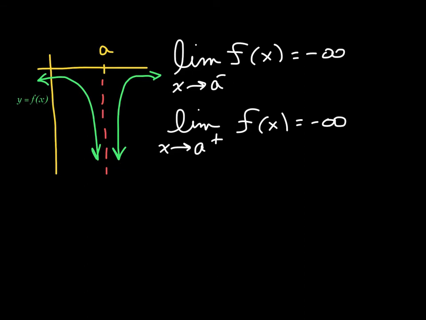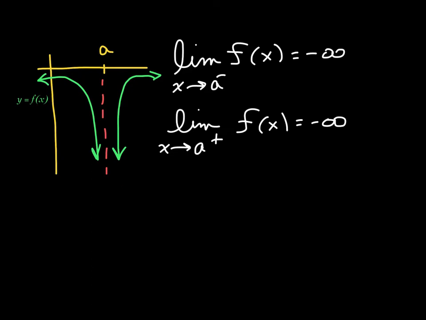Remember that negative infinity, like infinity, is not a real number. We're just using this symbol so that we can express how these one-sided limits do not exist, right? The left-hand limit does not exist because the function values do not approach a real number. Same thing is true for the right. The right-hand limit does not exist because it does not approach a real number.